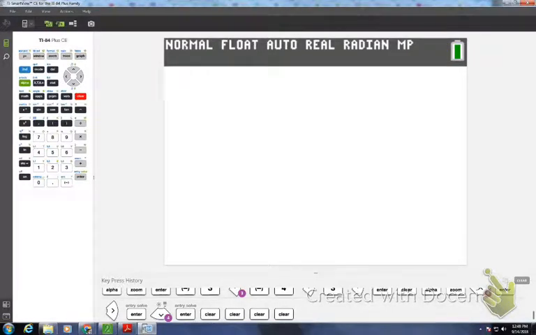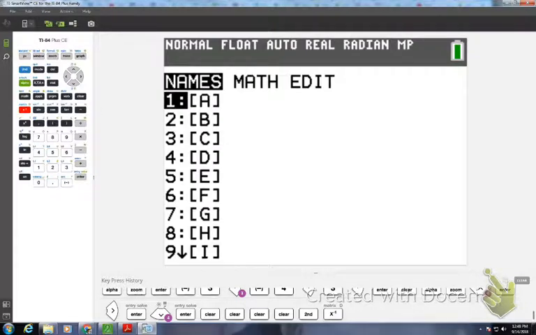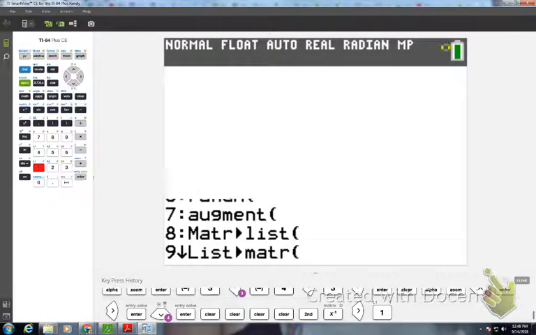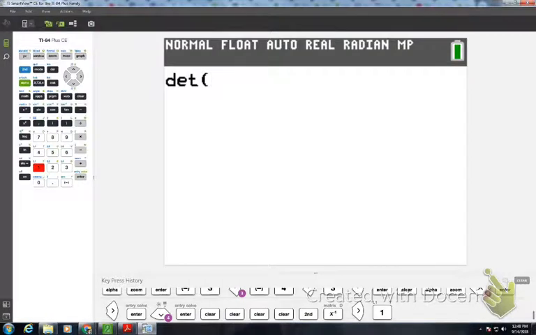So the first thing we want to enter is the determinant. So we're going to press second and then the inverse button. That'll send us to this screen. Cursor over to the right so that math is highlighted, and that first option there is determinant. So we're going to press 1 for the determinant, and then we're going to pull up the matrix alpha zoom.